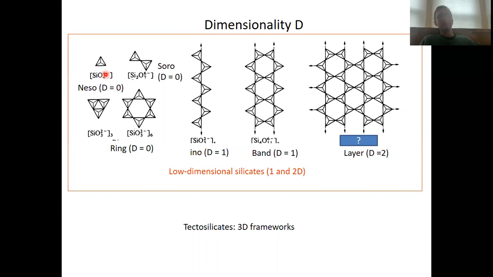When we have a sorosilicate, then we have a finite number, usually a few, SiO4 tetrahedra linked together. You see here an Si2O7 6- anion made of 2 corner sharing SiO4 tetrahedra.